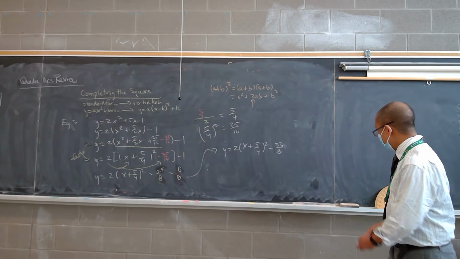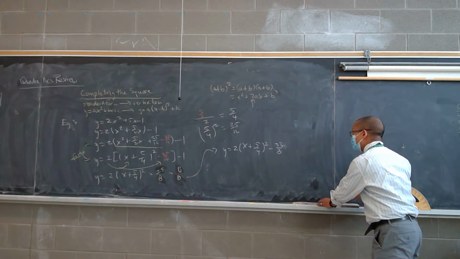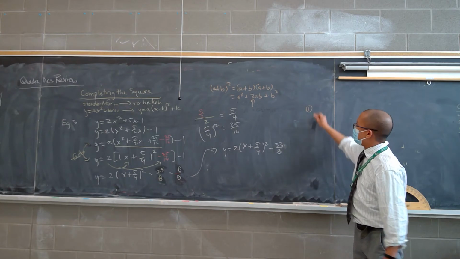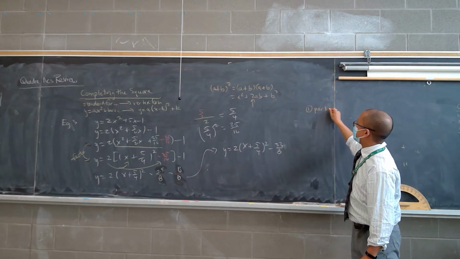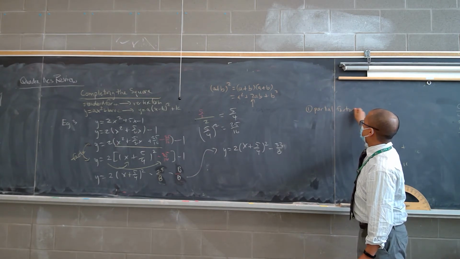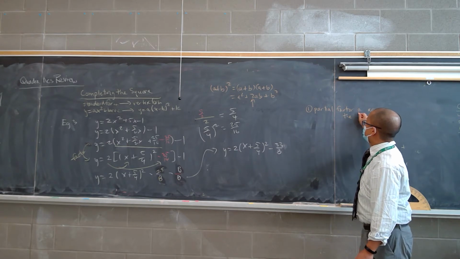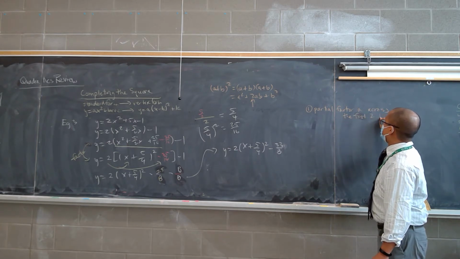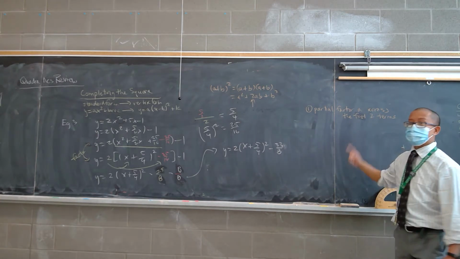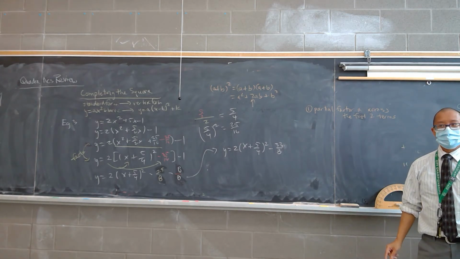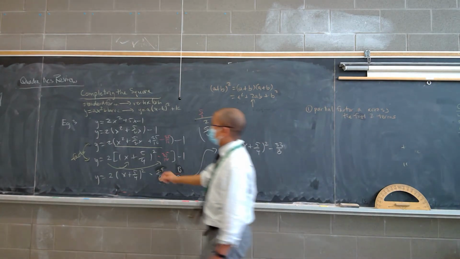So here is actually a detailed step of how to complete the square. Step 1, partial factor the a across the first two terms. If you don't know the first two terms, you're going to have a bad time. Okay? Notice in this example, that's step 1 right here.